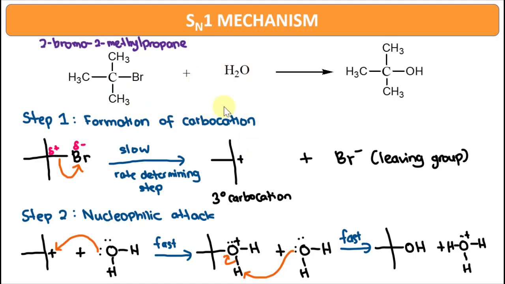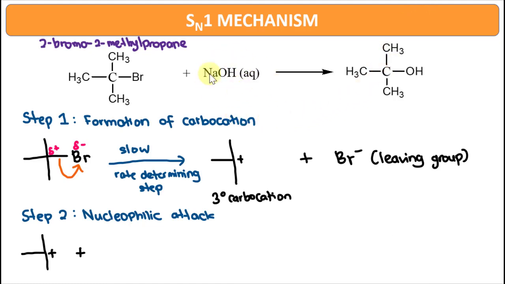If you use a sodium hydroxide or potassium hydroxide aqueous solution, let's say we use the sodium hydroxide aqueous here, we will still get the same product, which is our alcohol. But in the second step, for the nucleophilic attack, our nucleophile from the sodium hydroxide aqueous solution is only the OH minus group, the hydroxide ion. So the OH minus will attack our carbocation, and then we will get straight away our organic product, which is the alcohol.